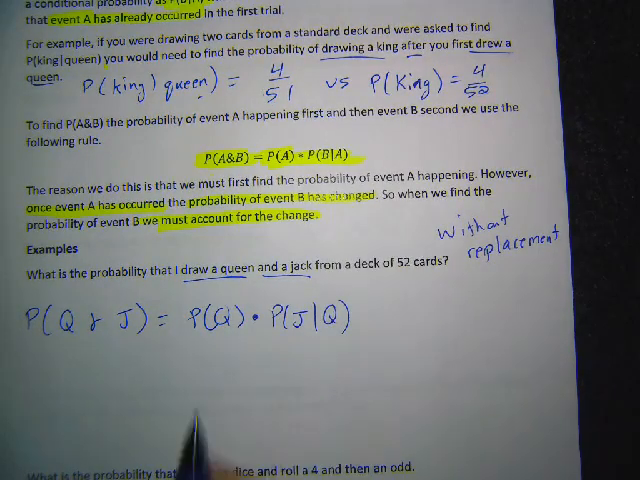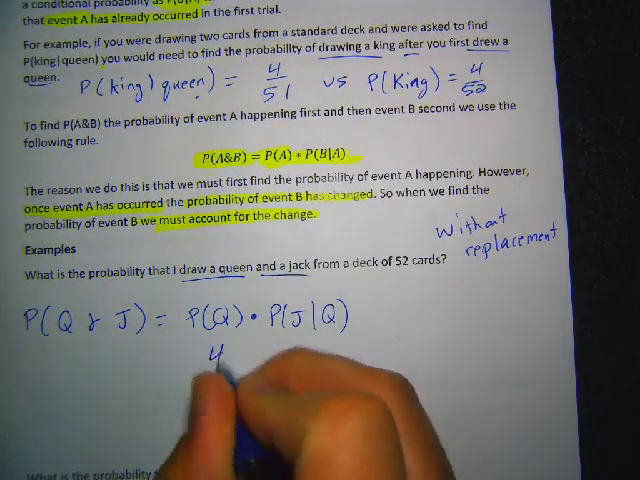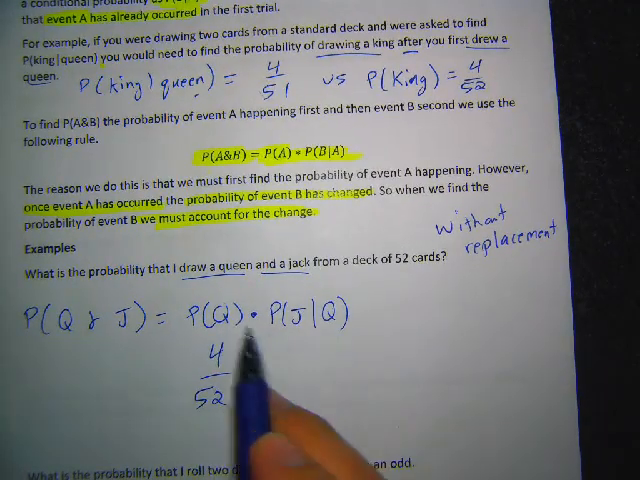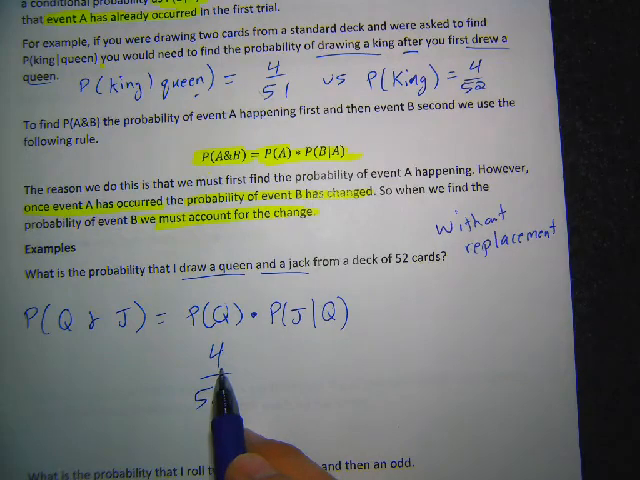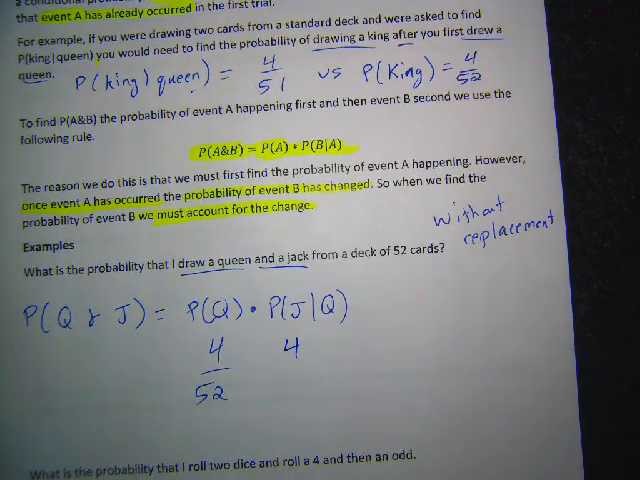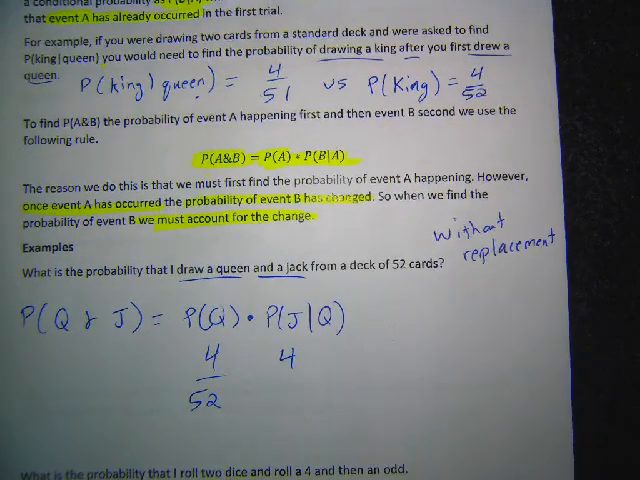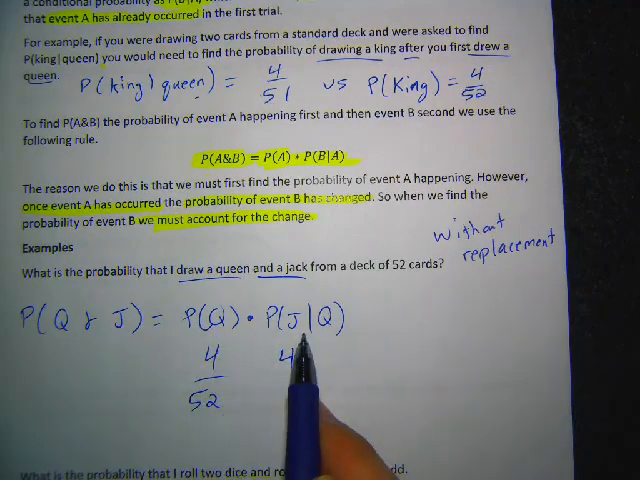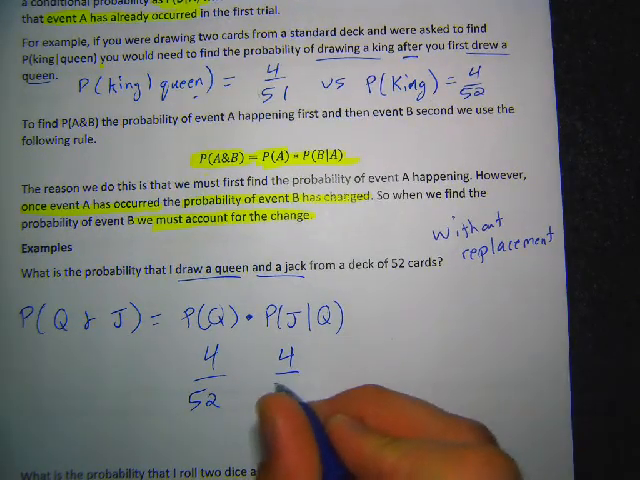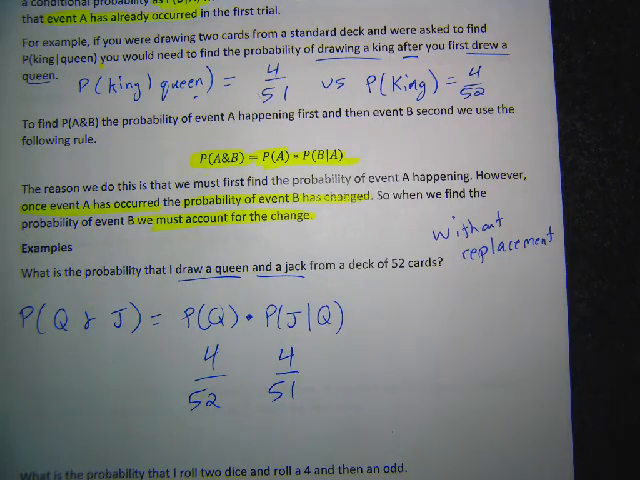Okay, so we draw the queen. Again, there's 4 queens in the deck. We said that earlier today. There's 4 queens out of 52 cards. And then we say, okay, if I drew one of the queens out, how many jacks are left? Well, there's still 4 jacks. That didn't change at all, just like the kings up above. Because I'm drawing a queen the first time and looking for a jack the second time, nothing changed on the number of jacks because I got a queen the first time. But now there's only 51 cards left because we already took out one of the cards, right? We took out the queen to start with.